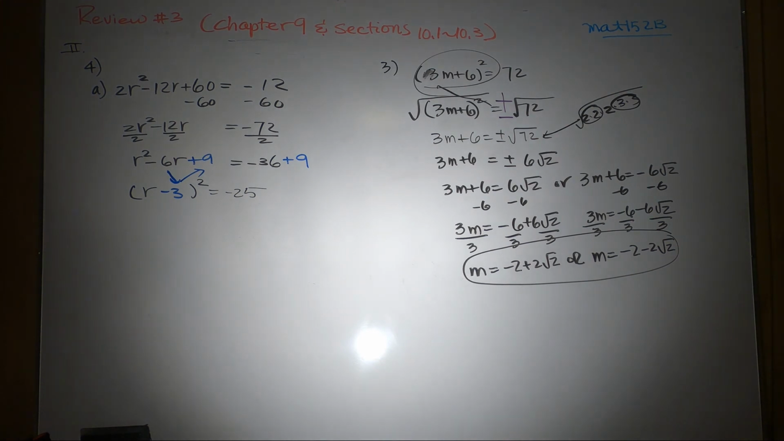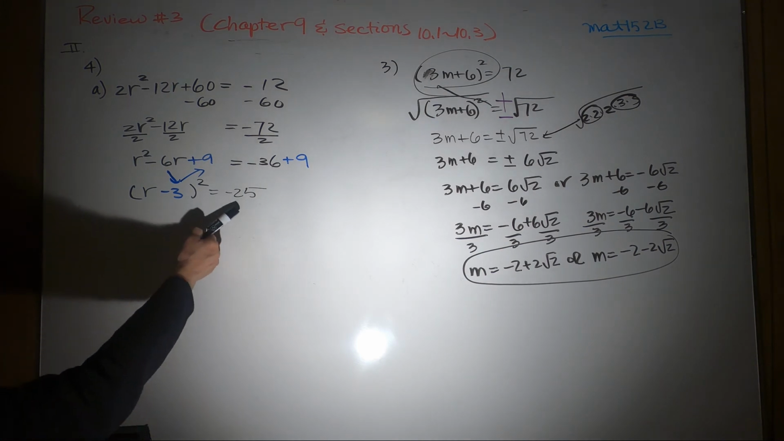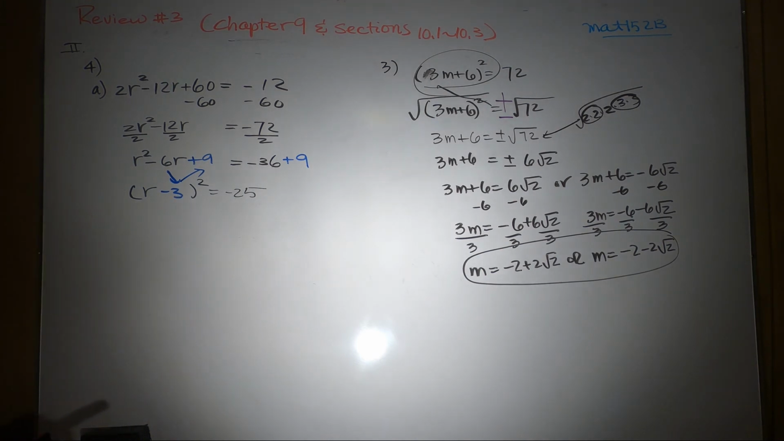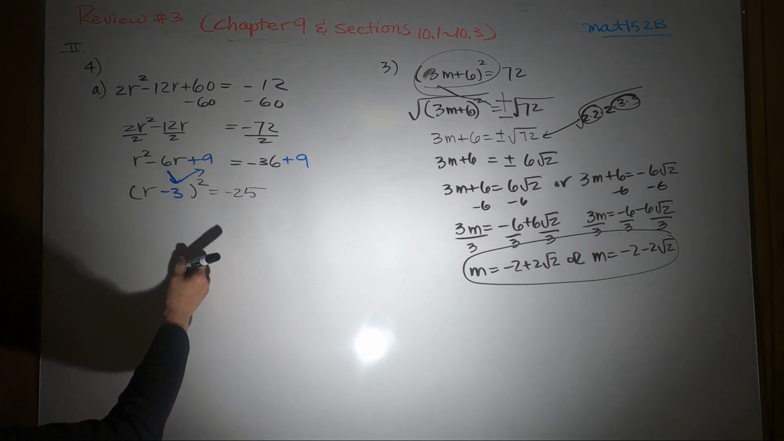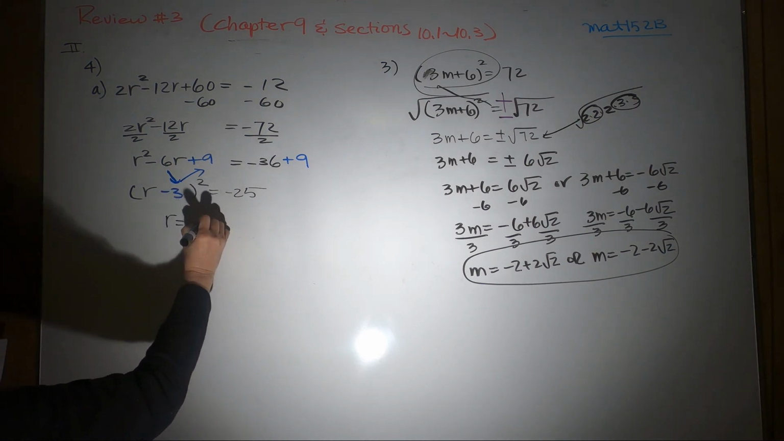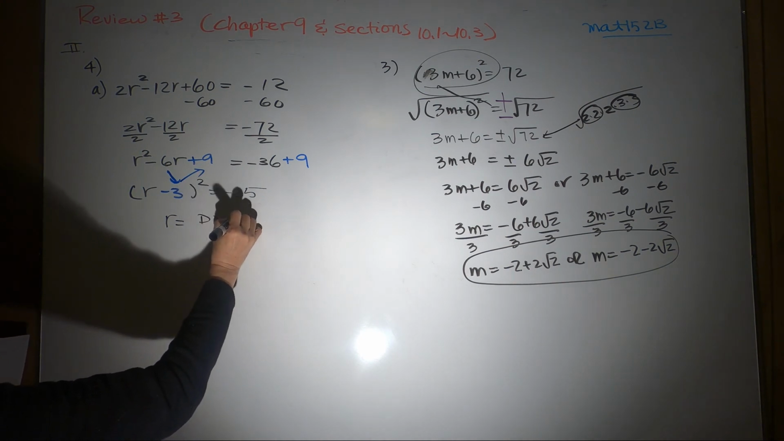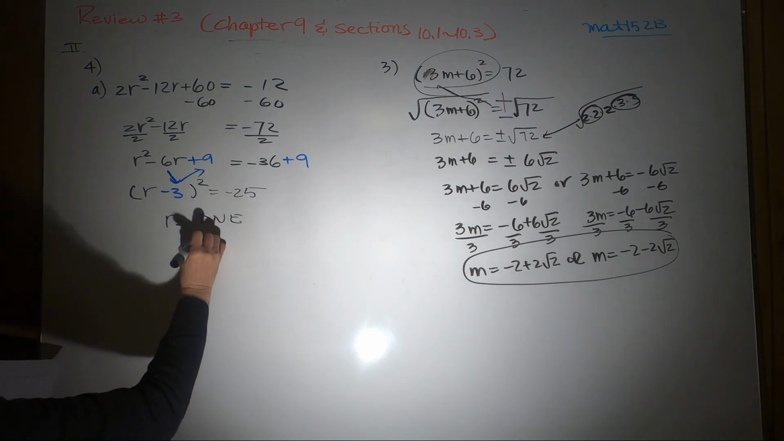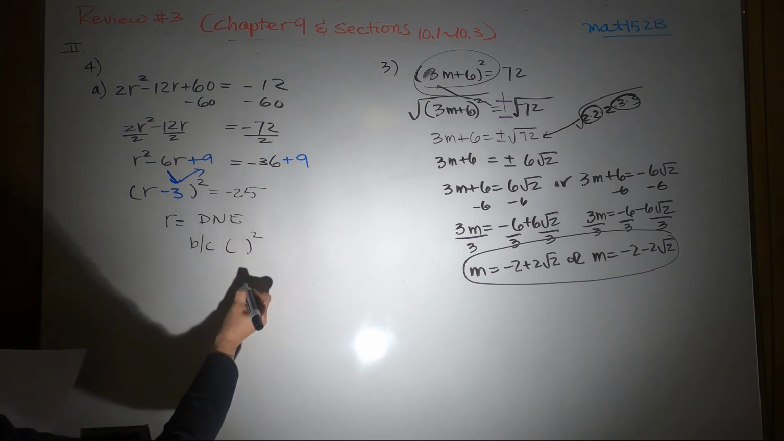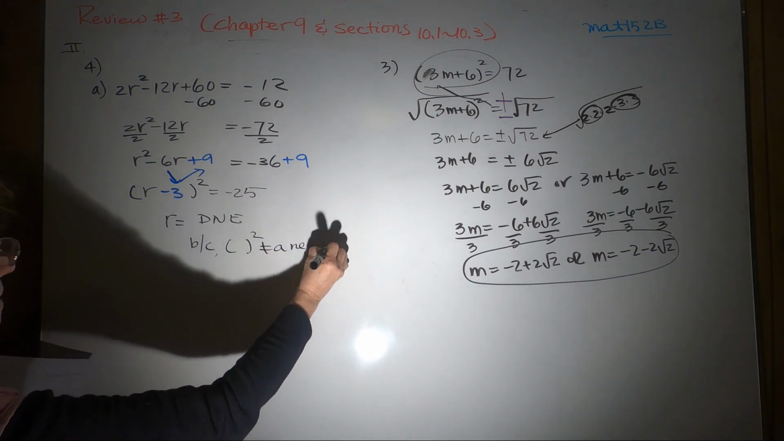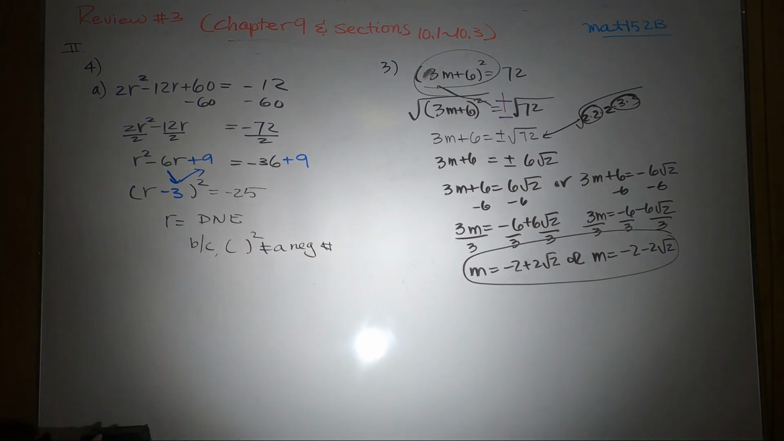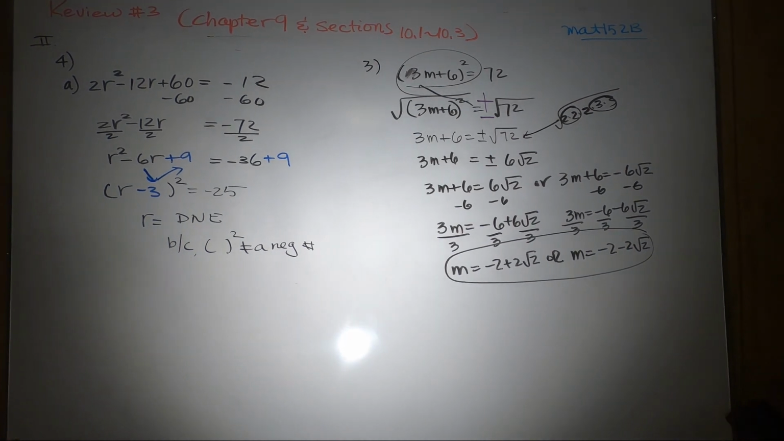Then, if we solve it, we take the square root, and inside is negative. You cannot do that because anything squared cannot be a negative number. So you say what? Doesn't exist. Because anything squared cannot be a negative number, right? Okay?